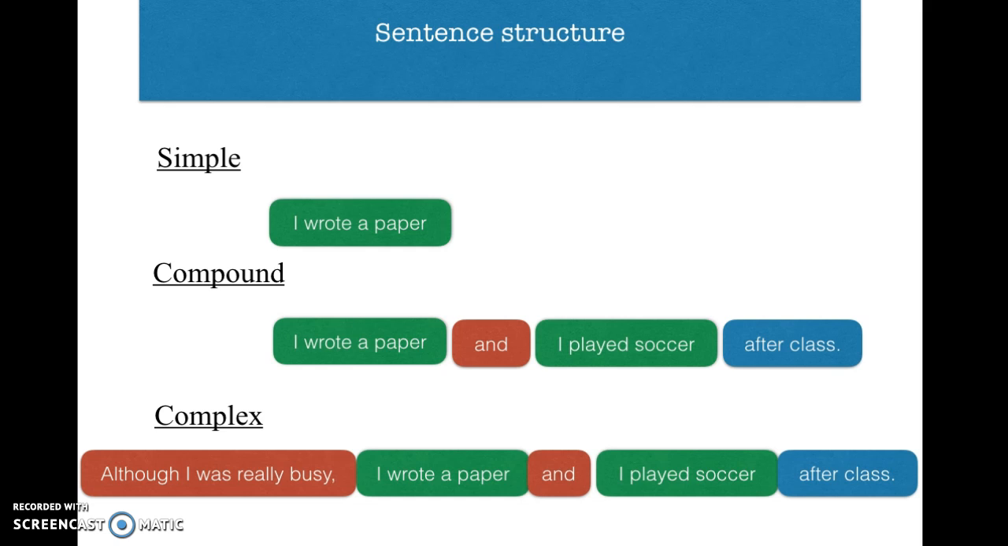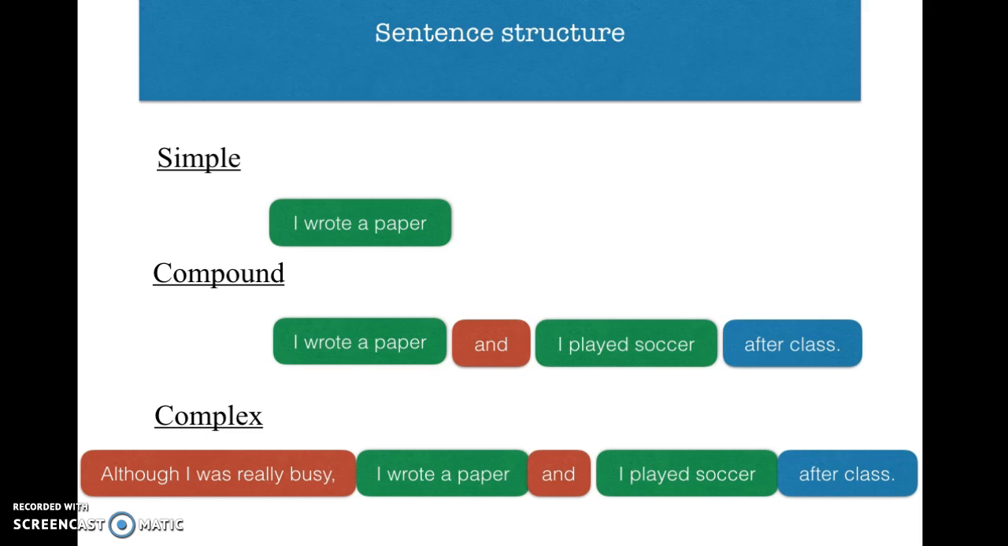We'll look at these another week, but generally if the clause starts with an adverbial like although or if or unless or even though, these give rise to dependent clauses. We can't just have although I was really busy on its own, but it works if we have an independent clause to go with it, like I wrote a paper.